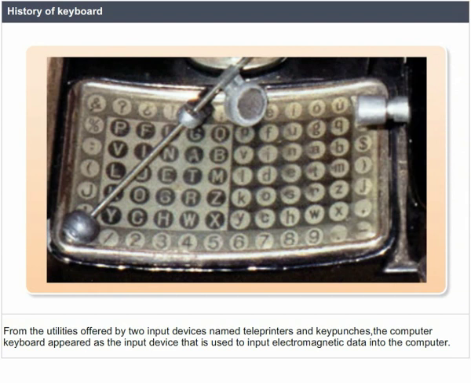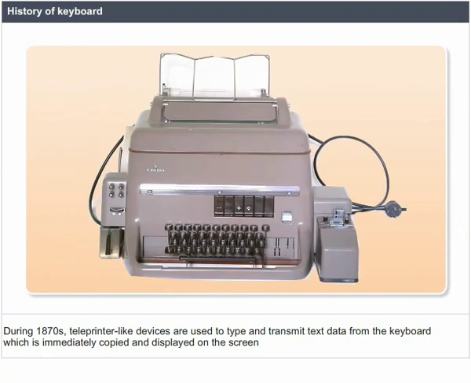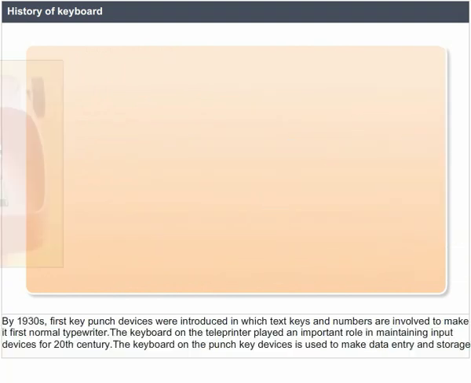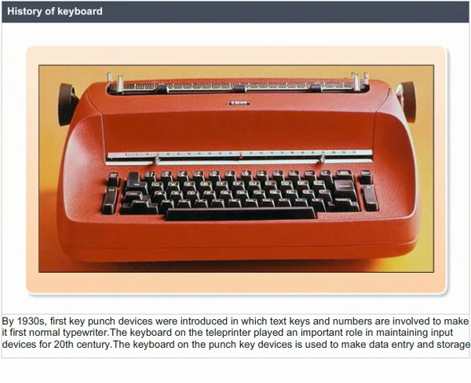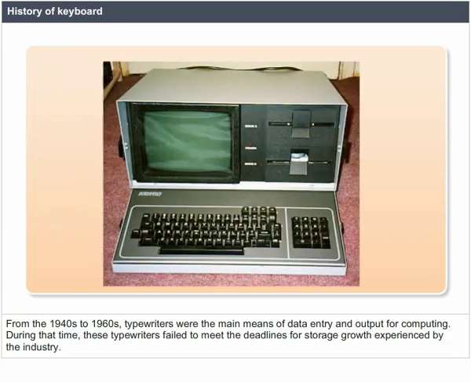During the 1870s, teleprinter-like devices were used to type and transfer text data from the keyboard, which was immediately copied and displayed on the screen. By the 1930s, the first key punch devices were introduced in which text keys and numbers were involved to make it the first normal typewriter. The keyboard on the teleprinter played an important role in maintaining input devices for the 20th century. The keyboard on the punch key devices is used to make data entry and storage. From the 1940s to the 1960s, typewriters were the main means of data entry and output for computing. During that time, these typewriters failed to meet the deadlines for storage growth experienced by the industry.